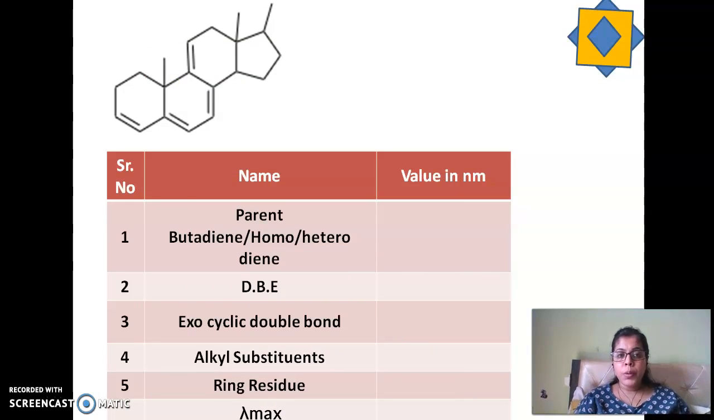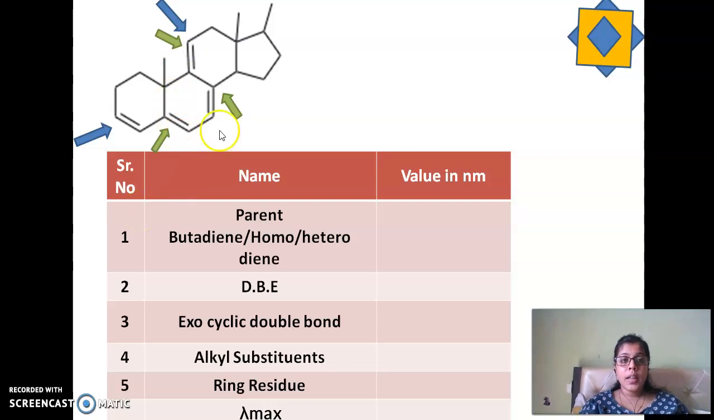We have to be careful with this. Homo as well as hetero together. I consider homo B ring as a parent. But for the B ring, I have this as a DBE and this also as my DBE, correct? Do I have exocyclic double bond? Yes, for the A ring, I have exocyclic double bond. This is for the C ring. This is for the A ring and this is for the B ring. So I have 3 exocyclic double bonds, correct? Do I have alkyl substituent? No, because they are not to the parent.